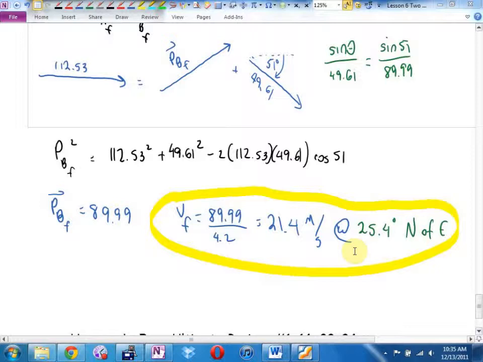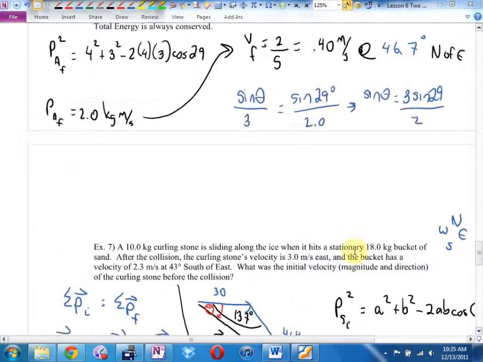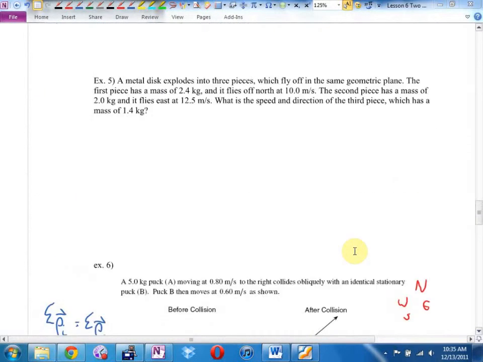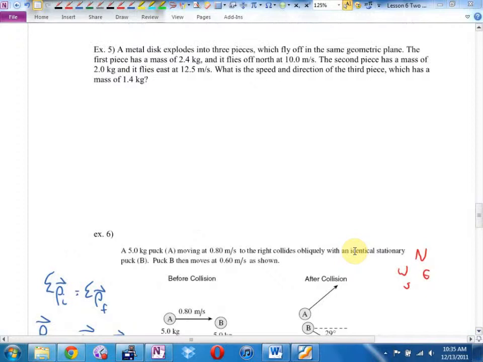Turn back, please, if you would, to example 5. This one here. Found it? A metal disc explodes, boom, into three pieces, which fly off on the same geometric plane. What that's saying is, let's assume they all stay flat, because for 3D you need calculus to do this. The first piece has a mass of 2.4 kilograms, and it flies off north. Oh, better draw a compass.